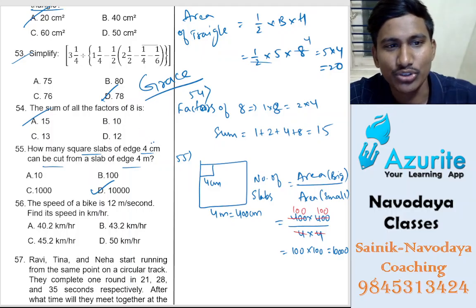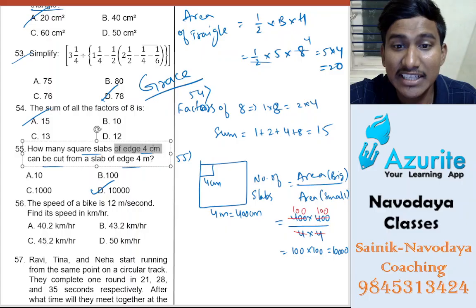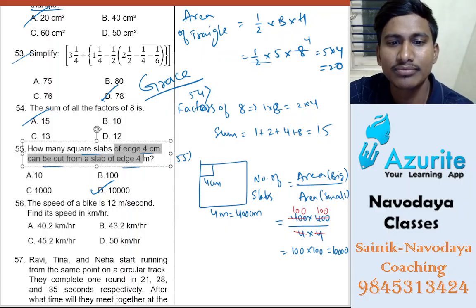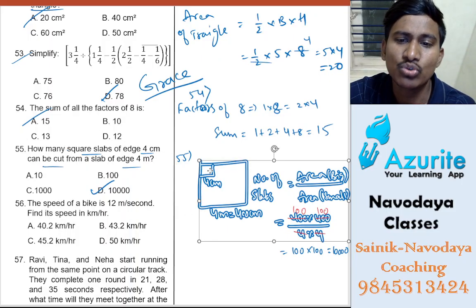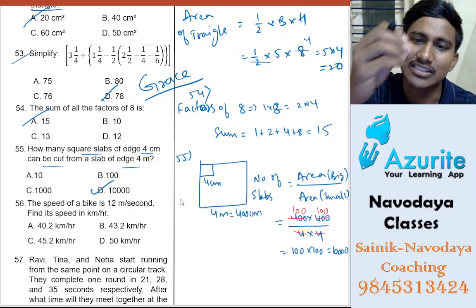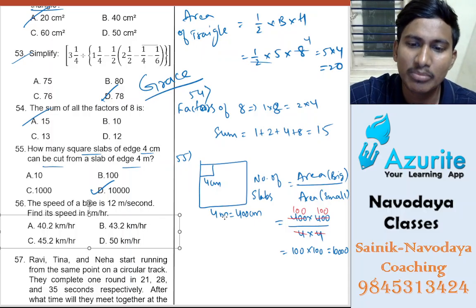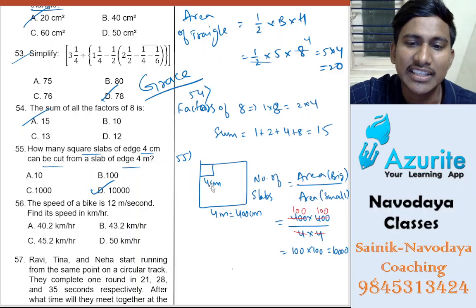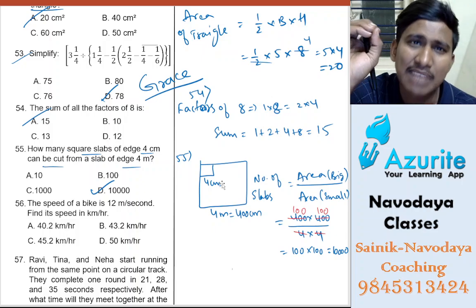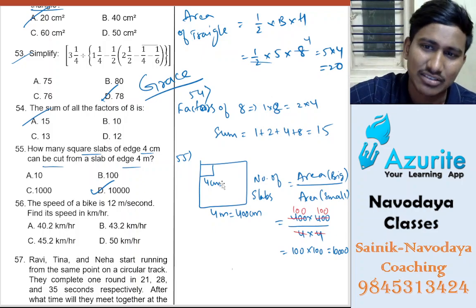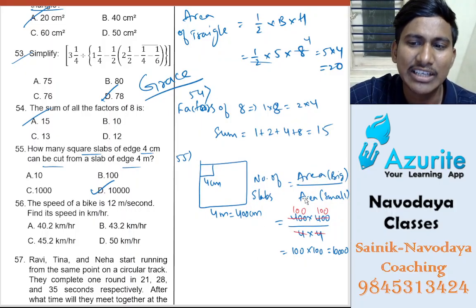I think 55 question, right? How many square slabs of edge 4 centimeter can be cut from the slab of edge 4 meter? So here this is 4 meter, the bigger one. Now we are cutting small pieces, that is 4 centimeter. So both should be in centimeter. So 4 meter means 400 centimeter, and this is 4 centimeter. To find the number of slabs, we have to divide the areas. So number of slabs is area of bigger piece divided by area of smaller.